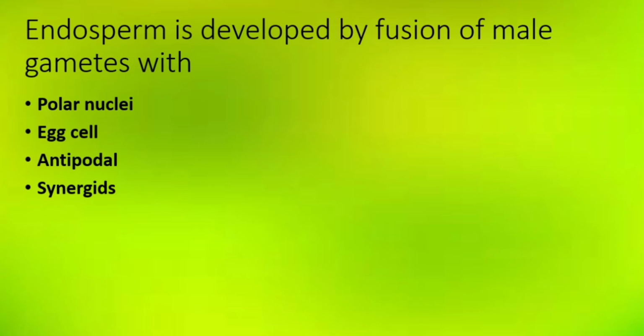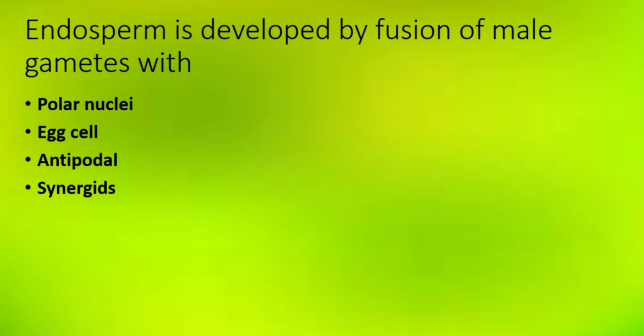Endosperm is formed by fusion of male gametes with. So here we can think about double fertilization. Double fertilization is a characteristic feature of angiosperms. In angiosperms there are two male gametes. One of the male gametes fuses with the egg cell, that is called syngamy or fertilization. As a result, zygote is formed.